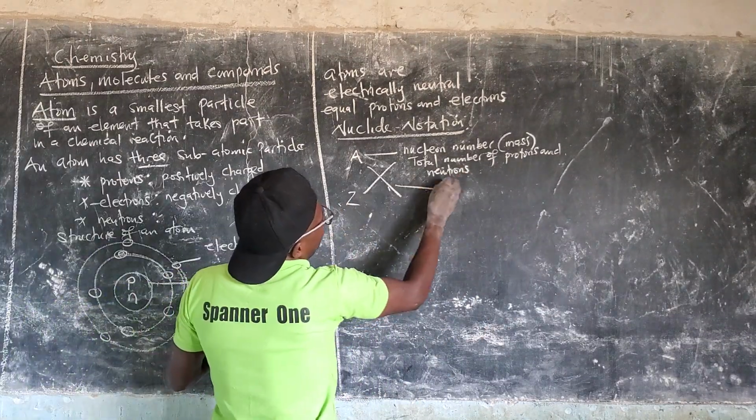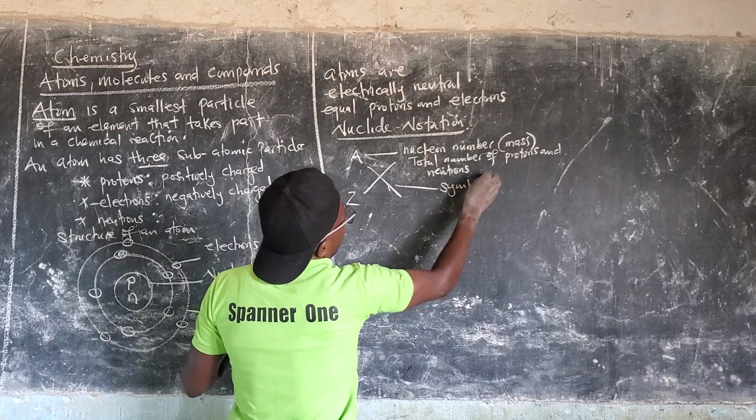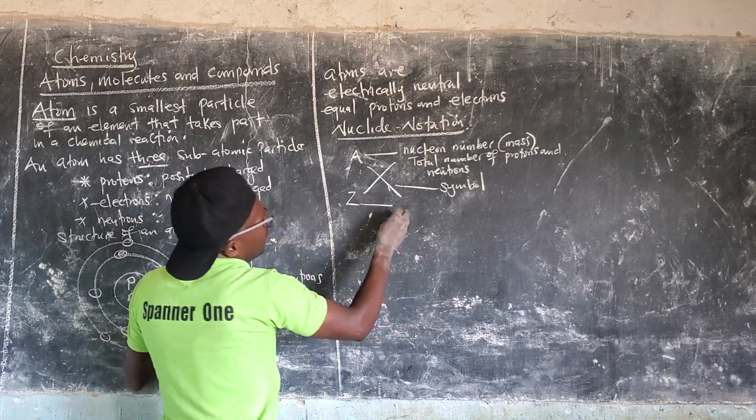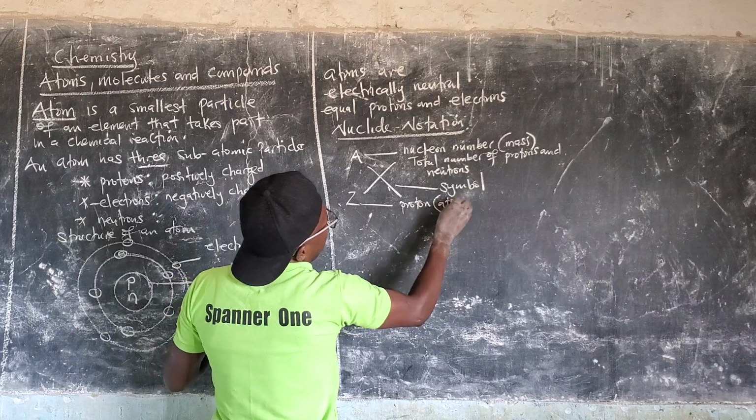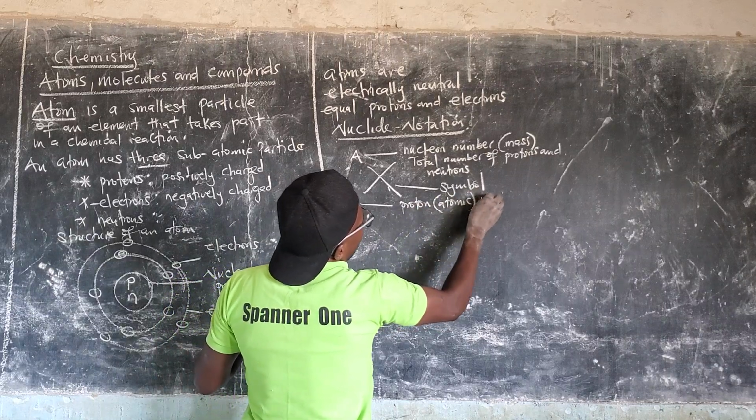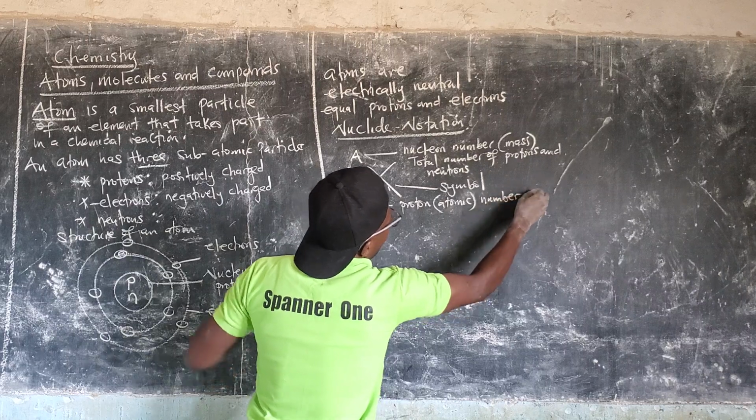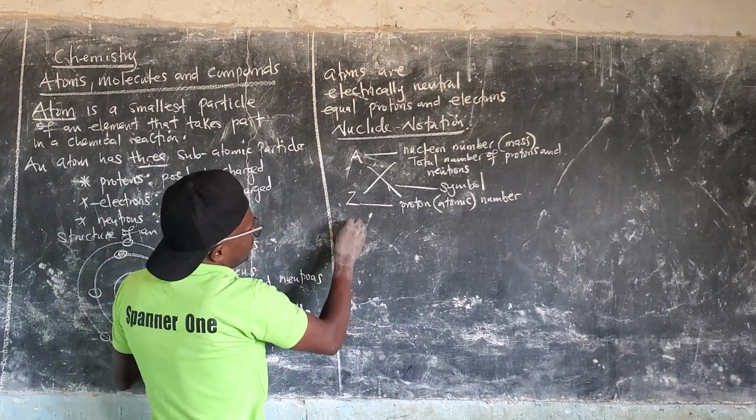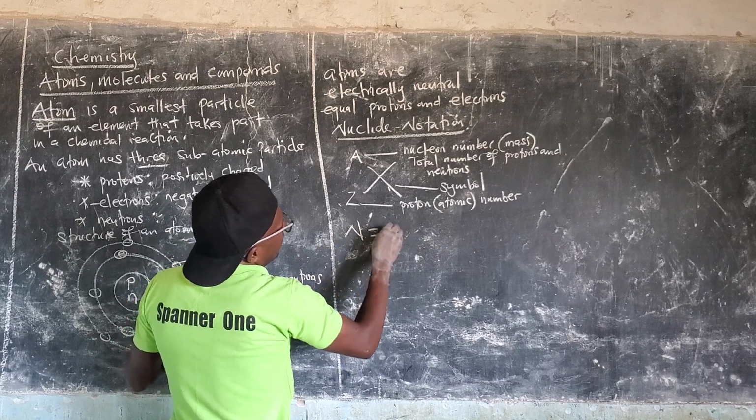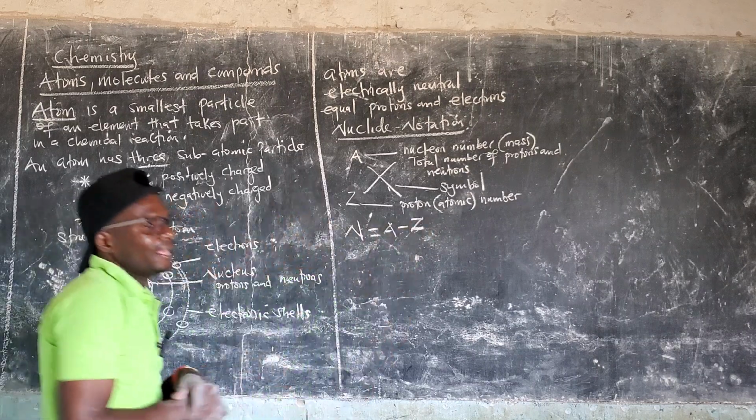Then the X here represents the symbol. And then the Z here represents the proton number. The other name for proton number is atomic number. Then we can find the neutrons there. How do you find the neutrons? You find the neutrons by saying neutrons is equal to A minus Z.